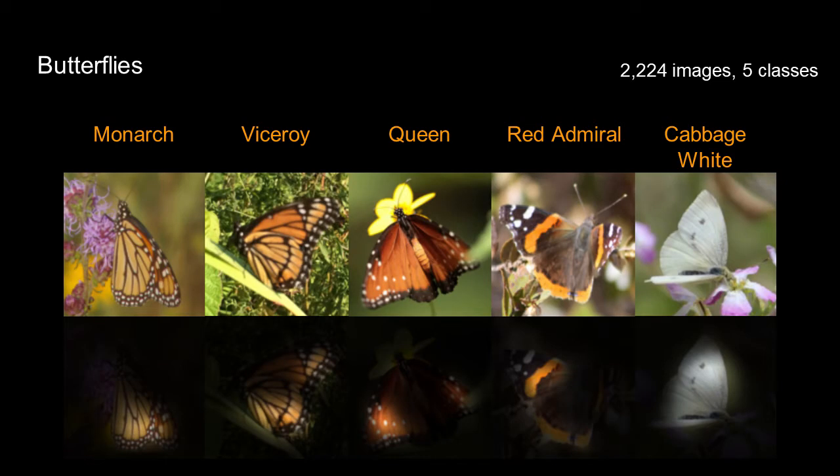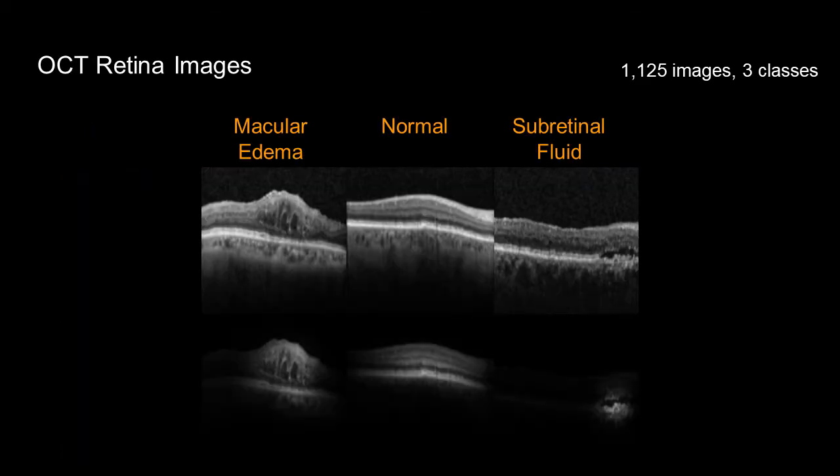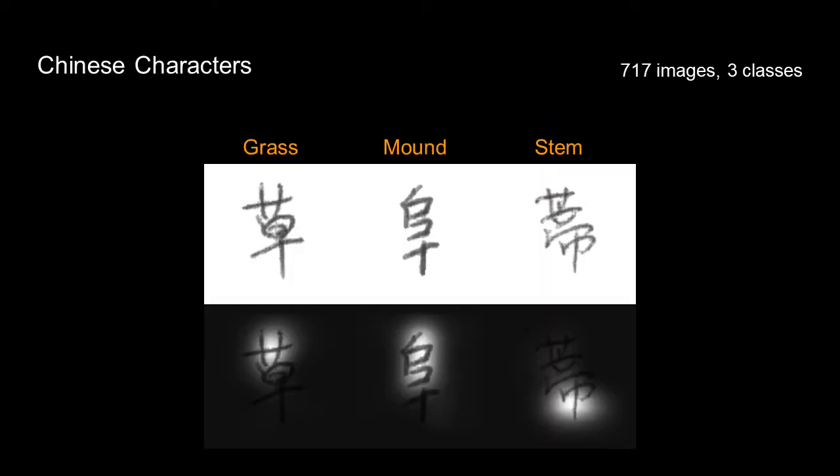We performed experiments on real human learners across 3 different datasets using Mechanical Turk. Our datasets included images of butterflies captured by citizen scientists, where we see representative images on top with their corresponding explanations below, images of human retinas collected and labeled by ophthalmologists, and handwritten Chinese characters.